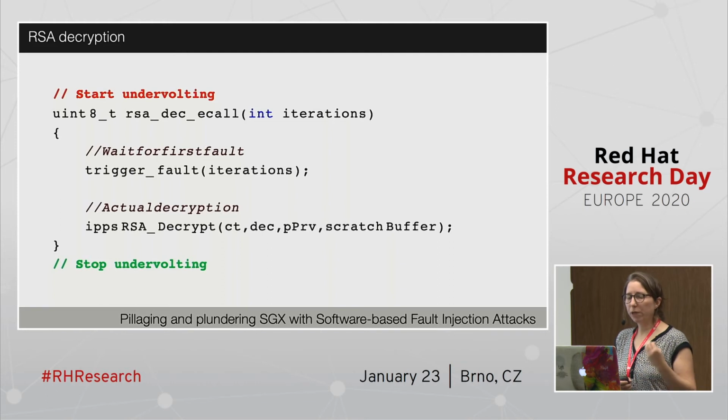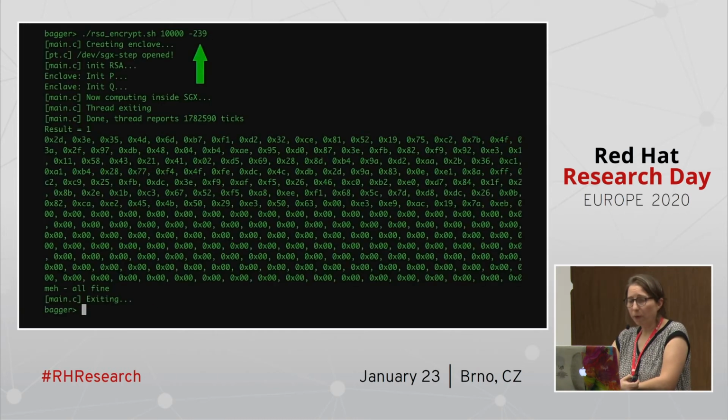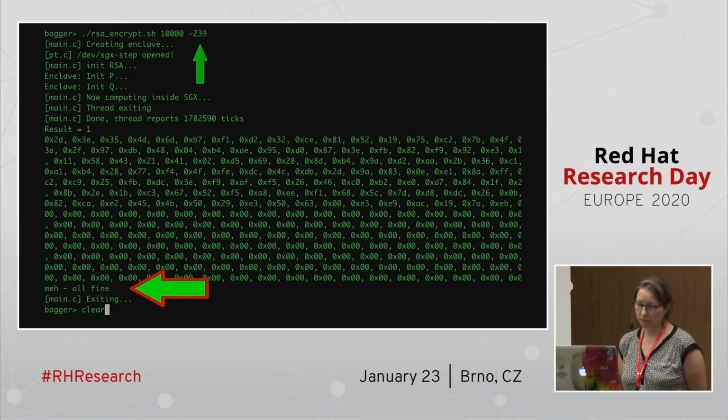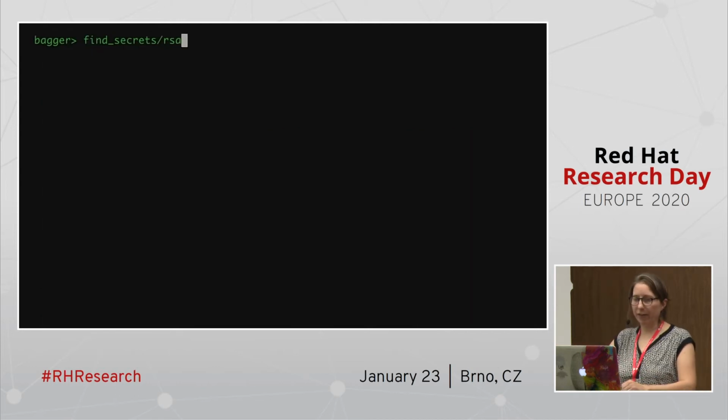We're going to wait for the first fault. So that trigger fault bit is that multiplication we saw. We're going to wait for a multiplication fault. Then we're going to do a decryption. Can we get a fault? Let's have a look. So I'm trying minus 239, and right at the bottom it's saying all fine. All fine. OK, maybe minus 239 isn't going to work, so minus 240. We got an RSA error. That means that big load of text is an incorrect decryption.